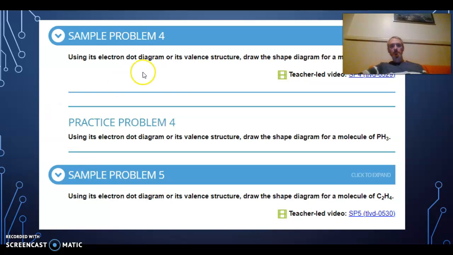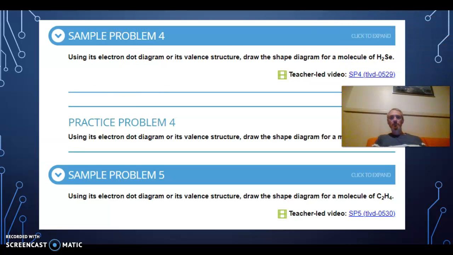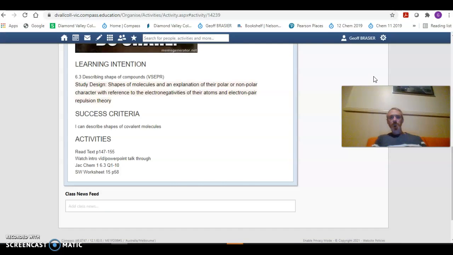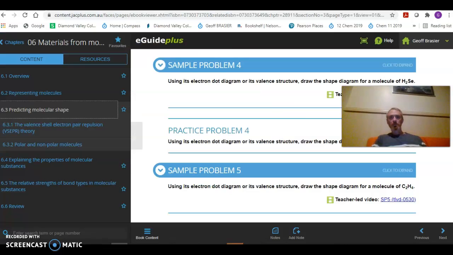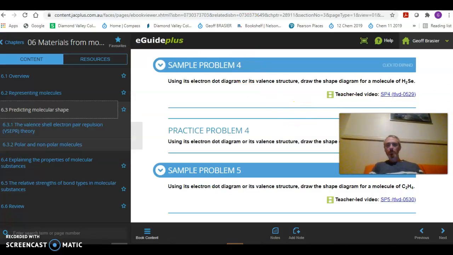Now, what's next? A couple of sample questions. Using the electron dot diagram or its valence structure, draw the shape diagram for a molecule of H2Se. That is in your text, which hopefully you're accessing electronically, along with these videos.